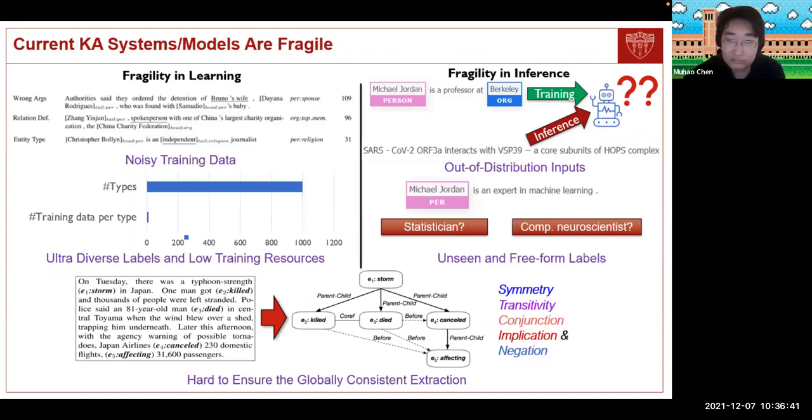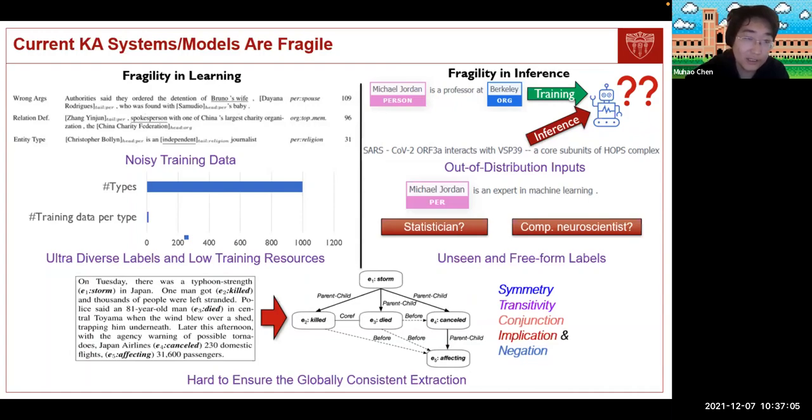And also, on the other hand, in the inference phase, new knowledge may show up, new types of knowledge may show up. We may expect the model to extract unseen or freeform labels, but the question will be, if we train the model as a closed-domain model, how do we handle those unseen and freeform labels? That's another critical challenge in inference.